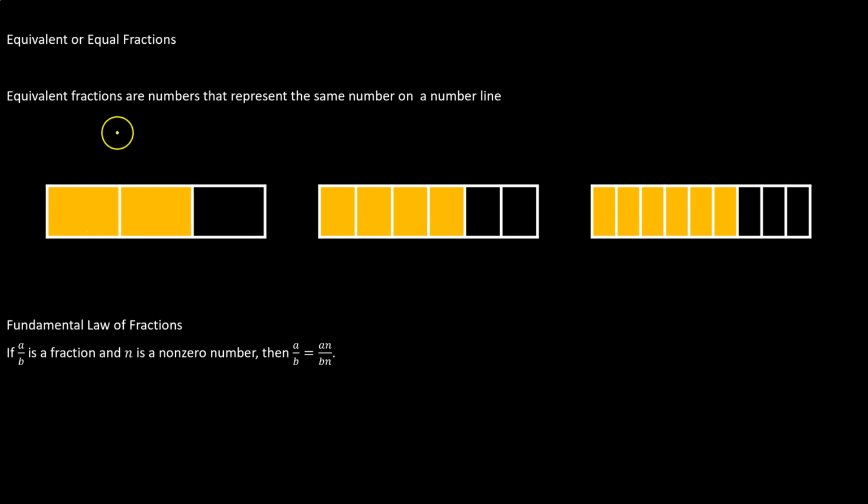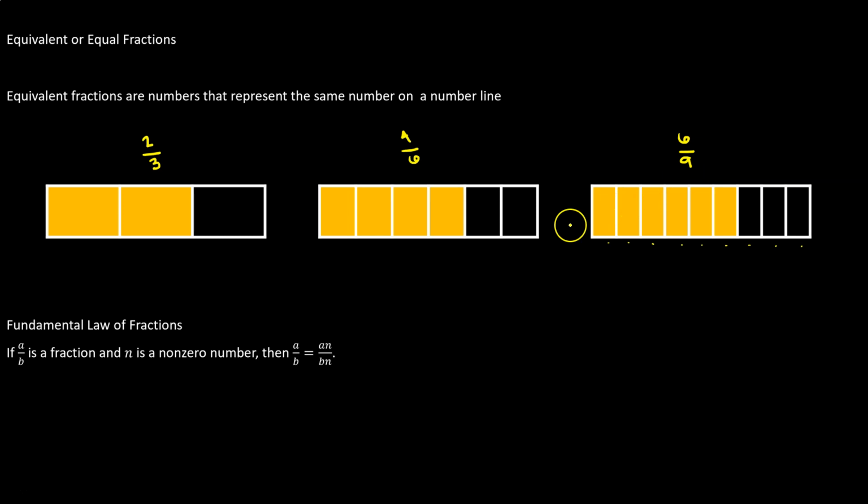Now, on the left, we can easily see that there are 3 pieces that make the whole, so I know that the denominator will be 3, and 2 of them are selected. In the center, I can see that I have 6 pieces to make a whole, so the denominator is 6, and 4 of those are shaded in. And then on the right, I can see that I have 1, 2, 3, 4, 5, 6, 7, 8, 9 pieces to make a whole, so the denominator is 9, and I have 6 of those shaded in.